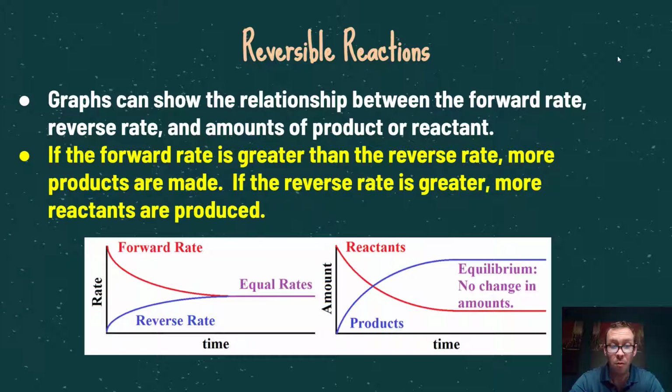Now the rate of the forward reaction starts off very high. We're assuming we just have reactants here and no products, and it makes sense that the forward rate is quite high and the reverse rate is low. You can't start a reverse reaction until you have some products in your chemical reaction. But over time, those rates become equal. If we look on the right-hand side here, notice that the amount of reactant and product is not equal. However, the amount of reactant and product does not change. Thus, we say that the system is in equilibrium because the rates going forward and reverse are the same, and there's no change in the amounts at equilibrium.